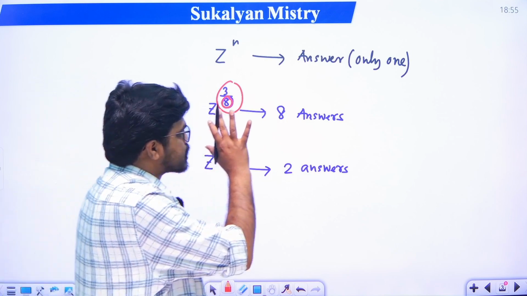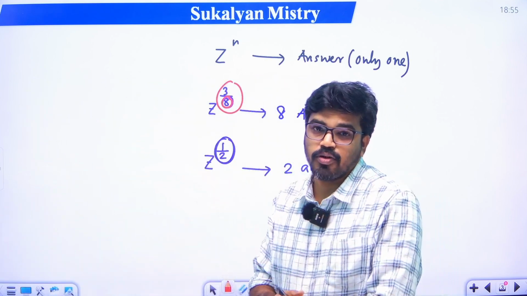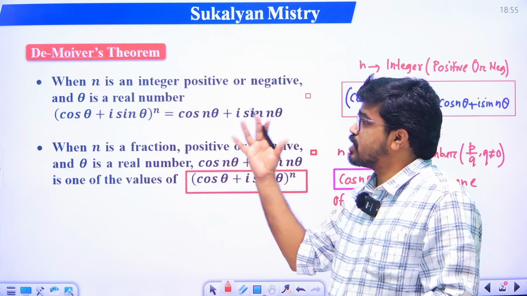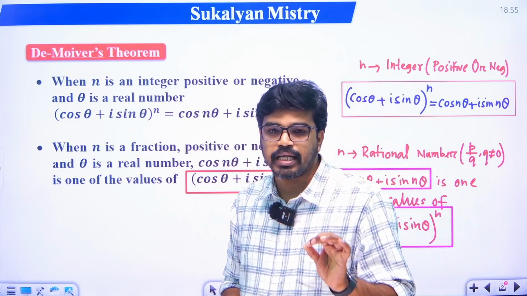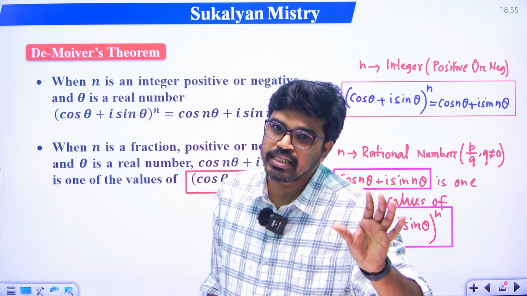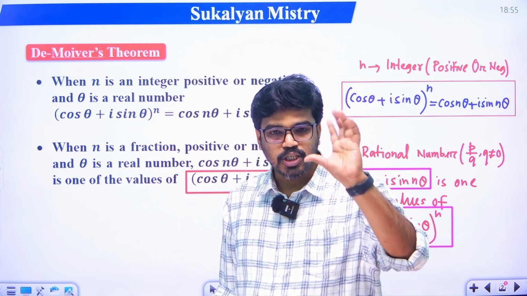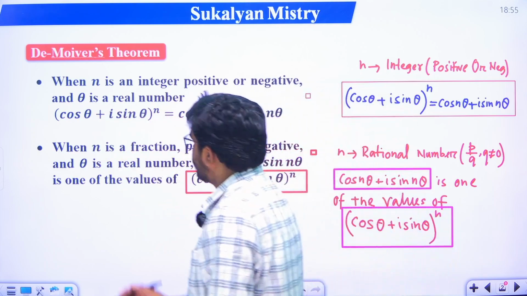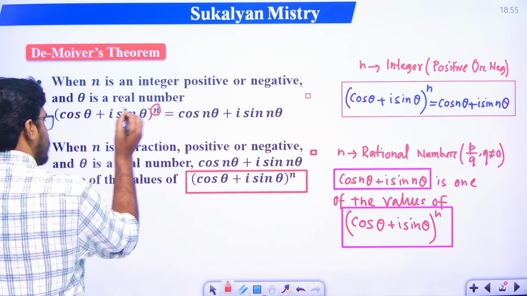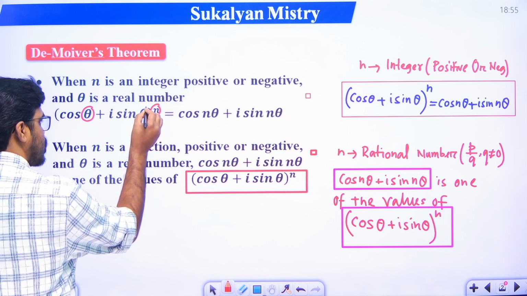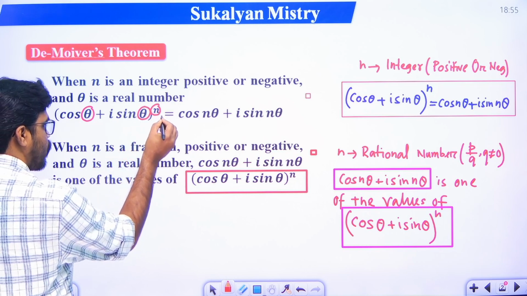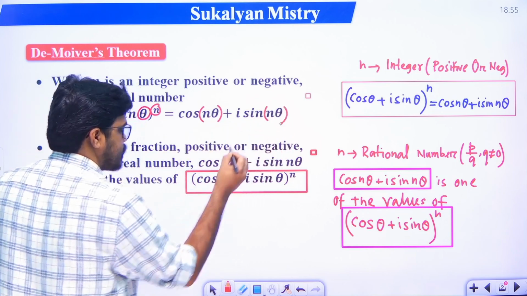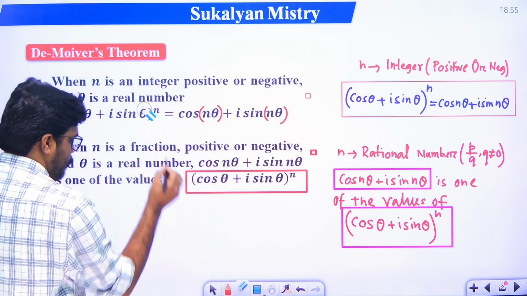Now we will take an example to explain what de Moivre's theorem says. Let us consider an example to explain this: what is de Moivre's theorem? De Moivre's theorem states that if n is an integer, you get only one value, that is (cos theta plus i sin theta) whole to the power n, which will be cos n theta plus i sin n theta. See, the power gets multiplied with theta.